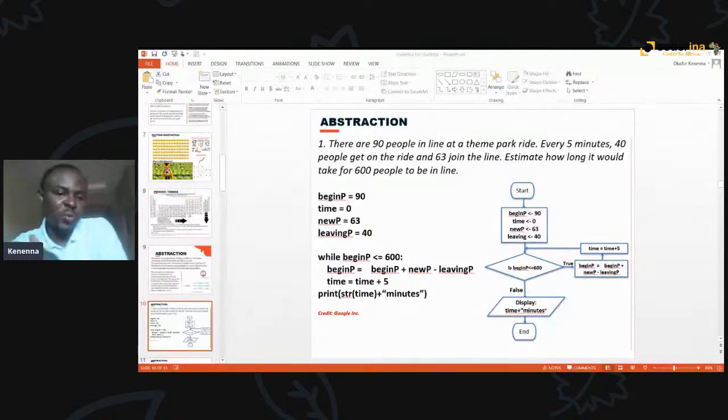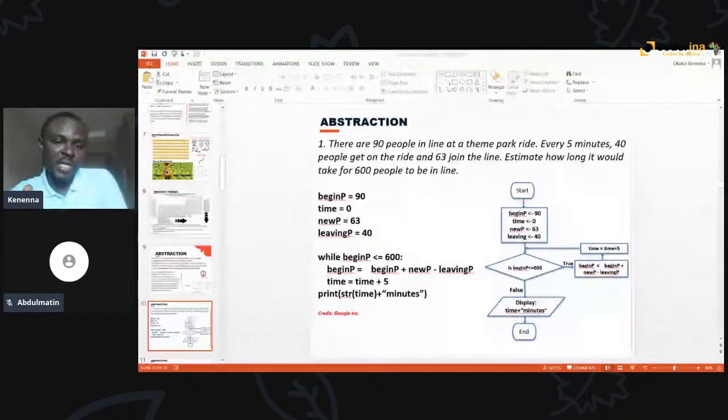Remember abstraction, we are taking off information that is not important, and so we are left with the bare bones. The 4 pieces of information there: how many people do I have at the theme park, what's the amount of time, what's the maximum time, how many people are joining the line, and how many people are getting on the ride. With that, I can now compute how much time it will take for us to have 600 people. But we haven't actually introduced looping, so we wouldn't go into that.